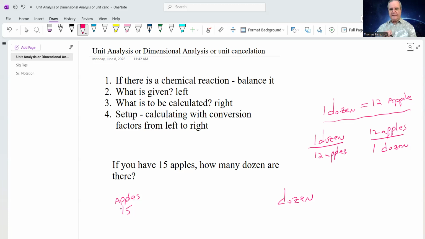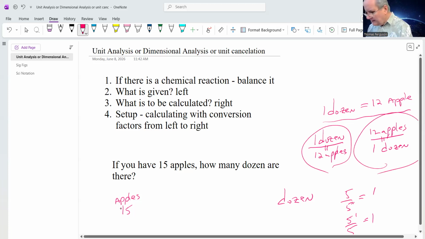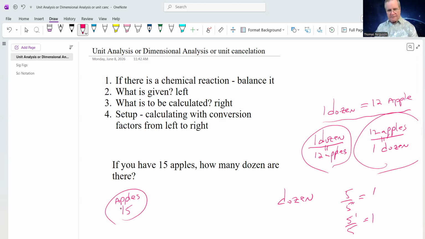Those are equivalent. The reason why they're equivalent is these have to be equal, because 5 over 5 is equal to 1. And then if we switch these, let's call that 5 prime, 5 prime over 5 is equal to 1. So that's why they're equal. All right, so now we're going to apply these conversion factors to 15 apples.